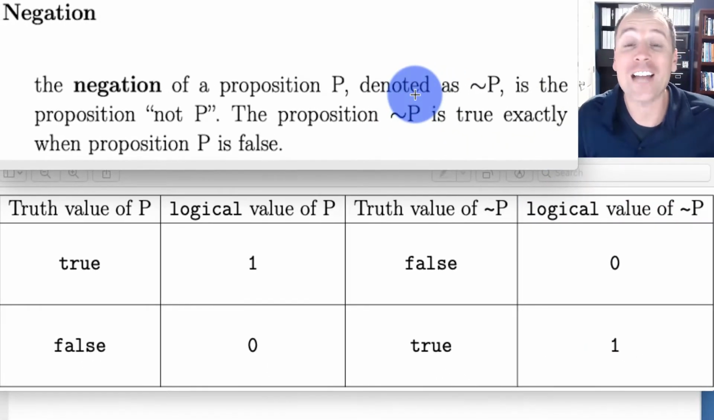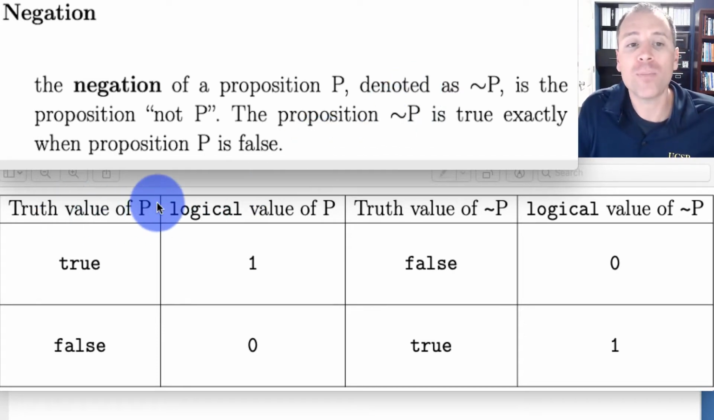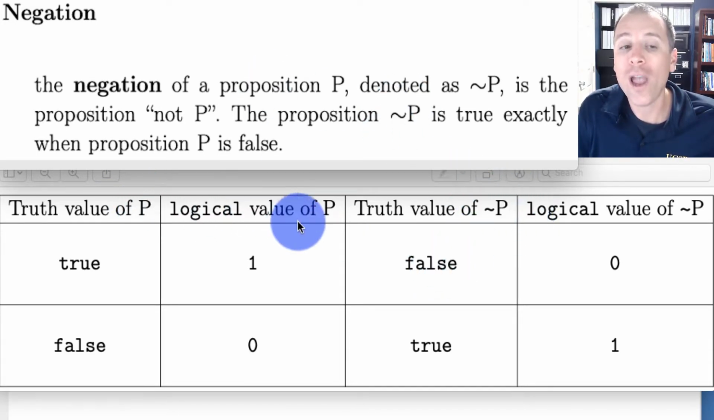Let's go ahead and look at a truth table for the individual values of P and not P. So let's suppose that the proposition P is true. We say that the logical value of true is 1. We said that not P is true exactly when P is false, and the reverse is also true. The truth value of not P is false when P is true. In other words, we're notting the true.